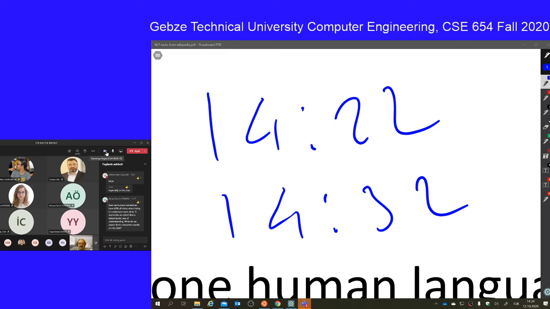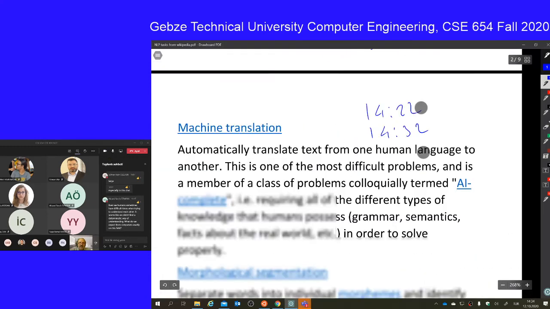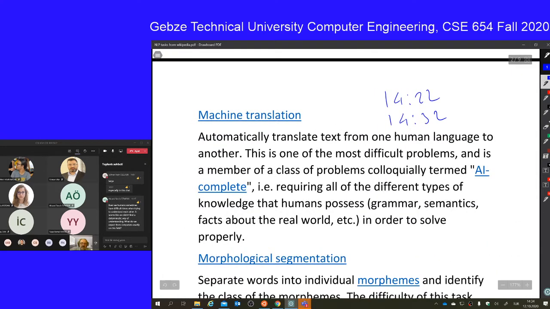Okay, let's continue from this point. I have a terrible headache. I may have to cut the class early. Let's go a little bit, but I think I will not do the last hour because I am not feeling very well. Sorry. So let's continue with machine translation.